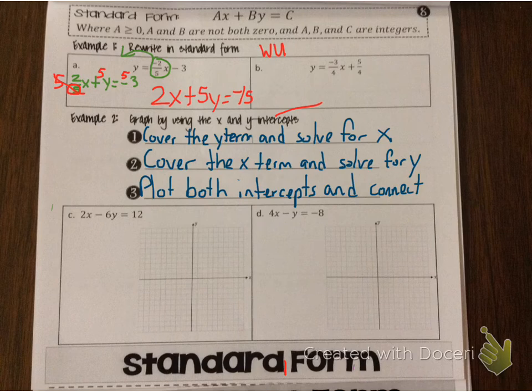So if you have an equation that's in standard form, which is ax plus by equals c, you don't have to change the forms. You can go straight from standard form and then graph using the intercepts. So these steps are how you would do that.